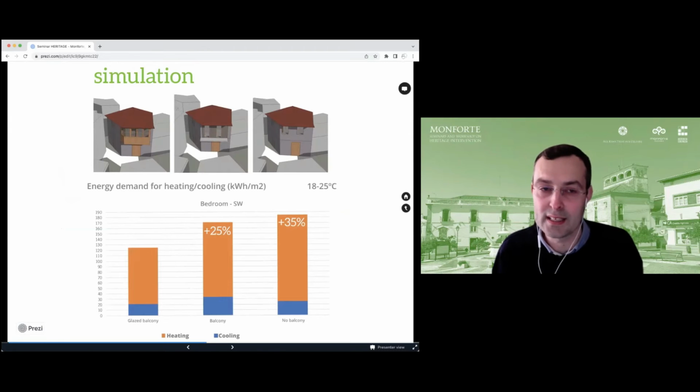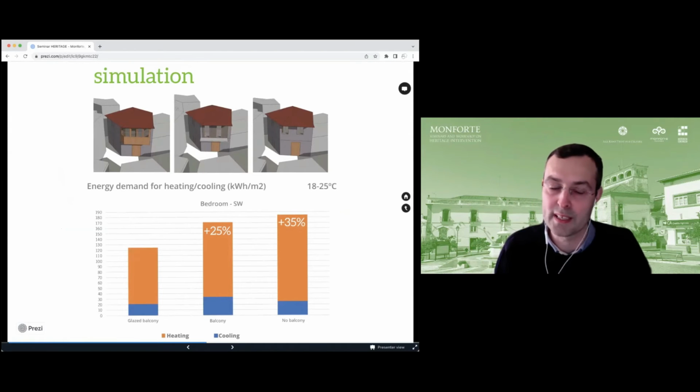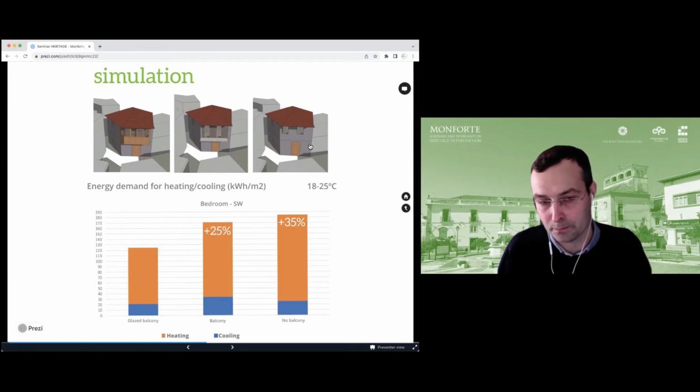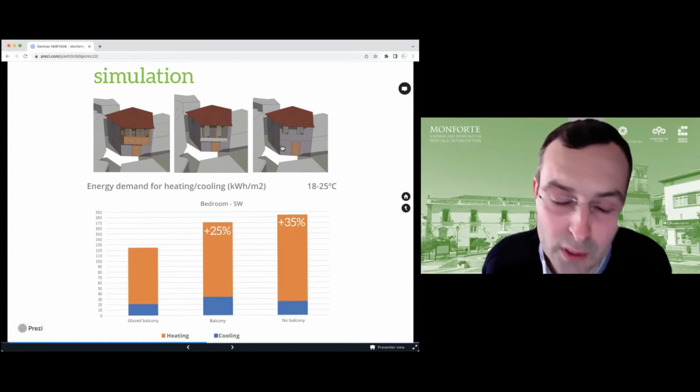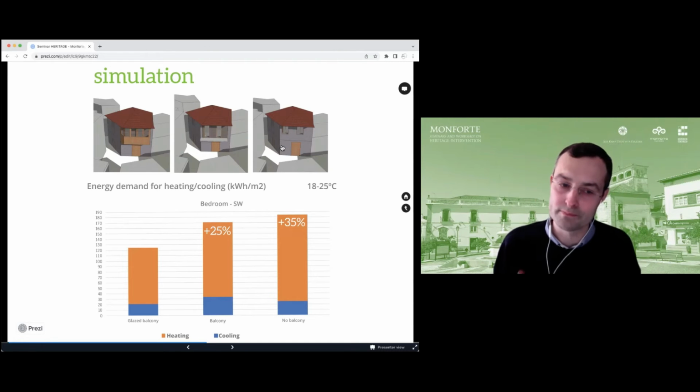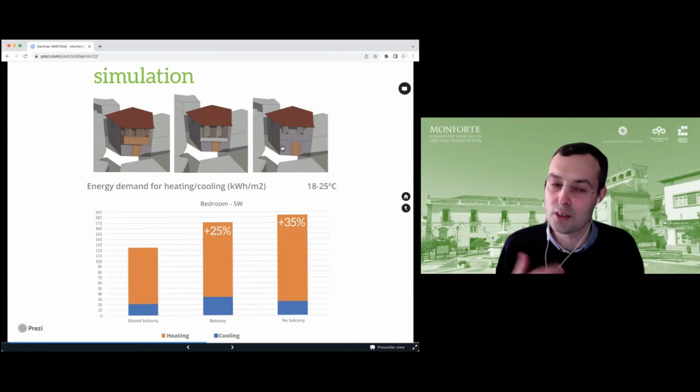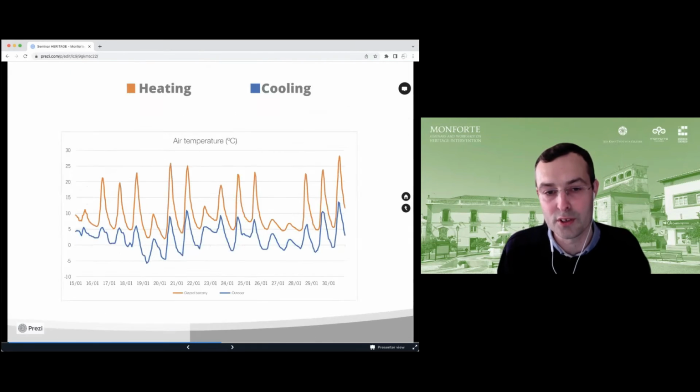For the room that has the glazed balcony, the energy demand for heating and cooling was, depending on the comparison, 25% lower or 35% lower than the buildings without a glazed balcony, or with lower glazed area. So this strategy works if it is optimized and well oriented. It's a very interesting strategy to consider in the north of the country.